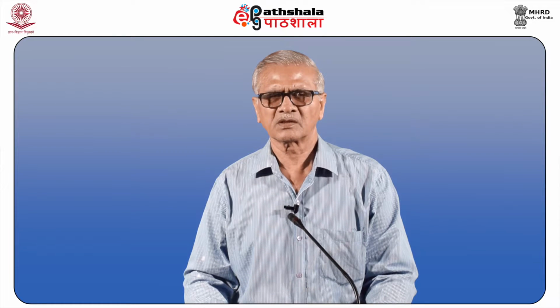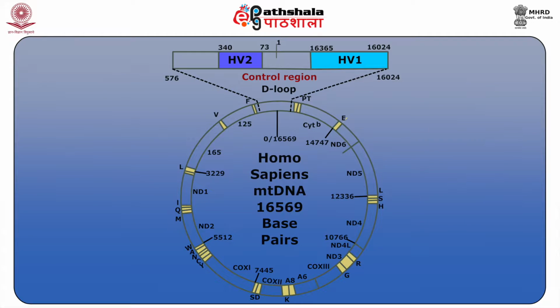Replication of mitochondrial DNA starts with the H strand in the non-coding region, and this non-coding region is also known as displacement loop or D loop. This is the figure showing the structure of mitochondrial DNA in humans.